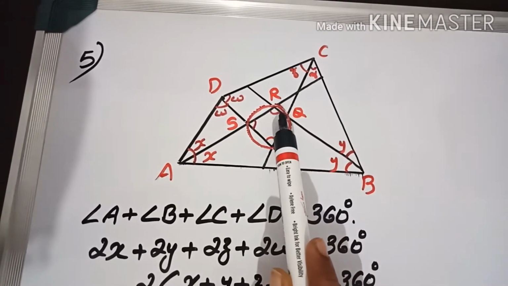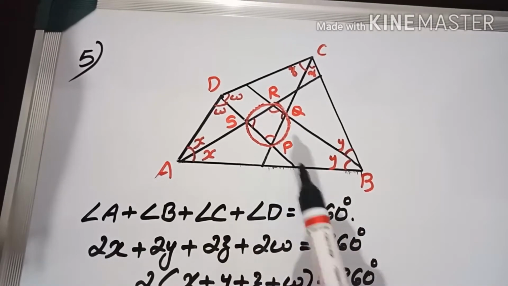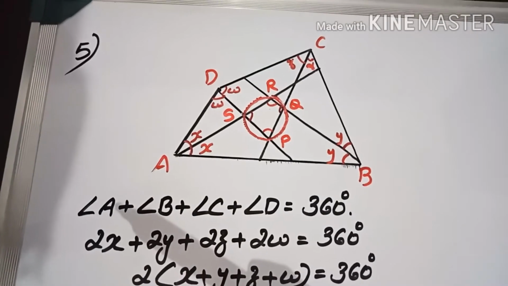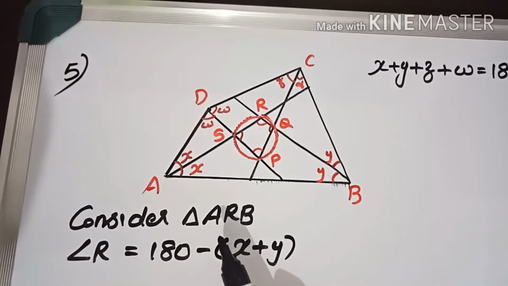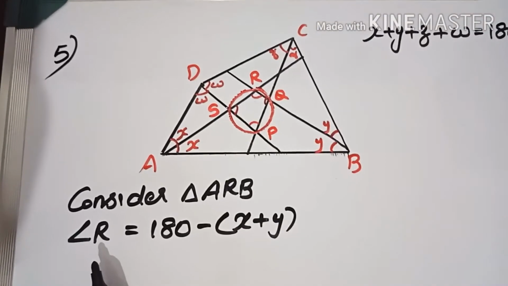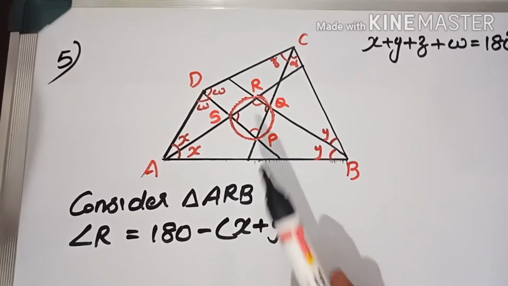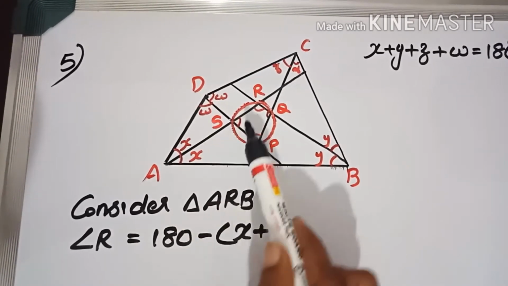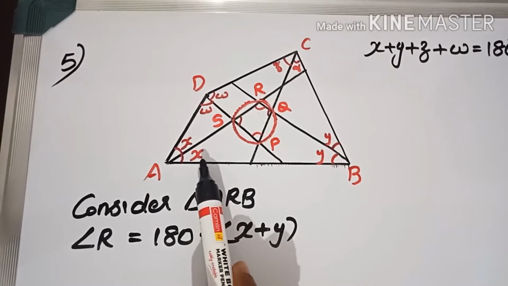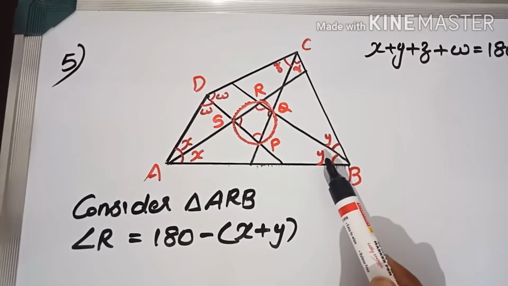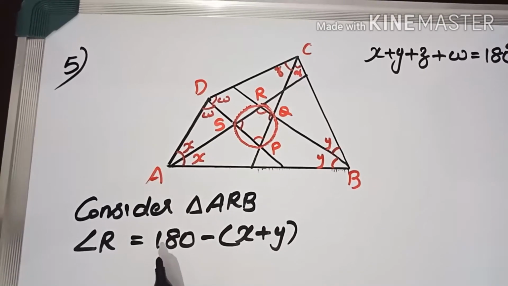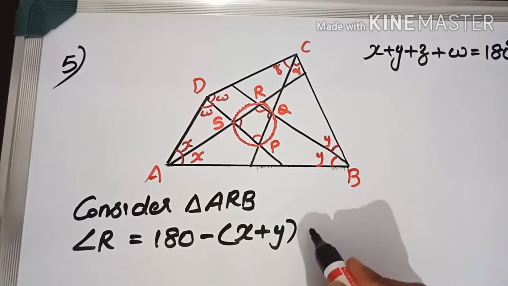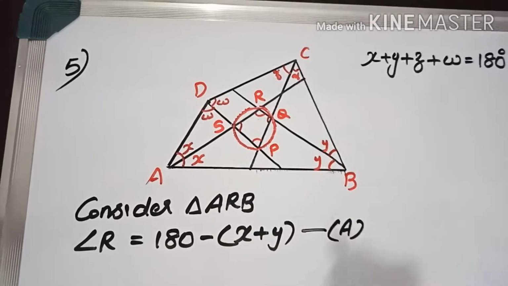So in order to find this, what can we do? The sum of all angles, 180 minus x plus y, is enough. When we consider triangle ARB, we get angle R equals 180 minus x plus y, because in this triangle only the x angle of A needs to be considered, and here only y. So the sum of angles is 180 degrees, so 180 minus x plus y. This is angle R. Let's consider this as equation A.